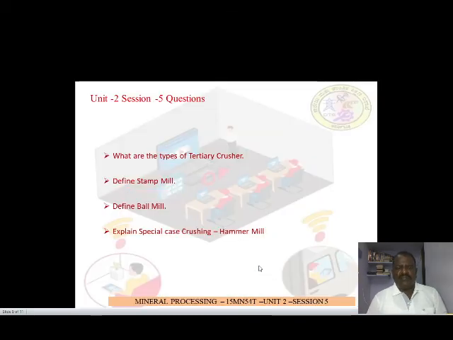Now student, we came to the end of unit 2 session 5. Now we have some questions regarding this session. First, what are the types of tertiary crusher? Define stamp mill. Define ball mill or rod mill. Explain special case crushing like hammer mill.